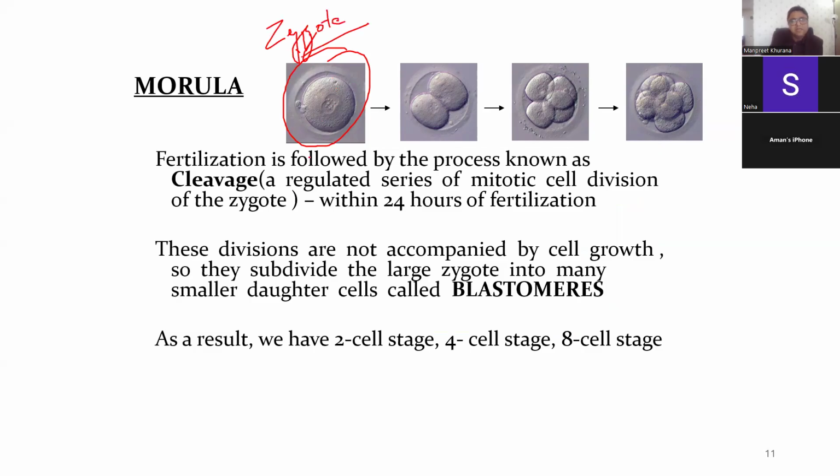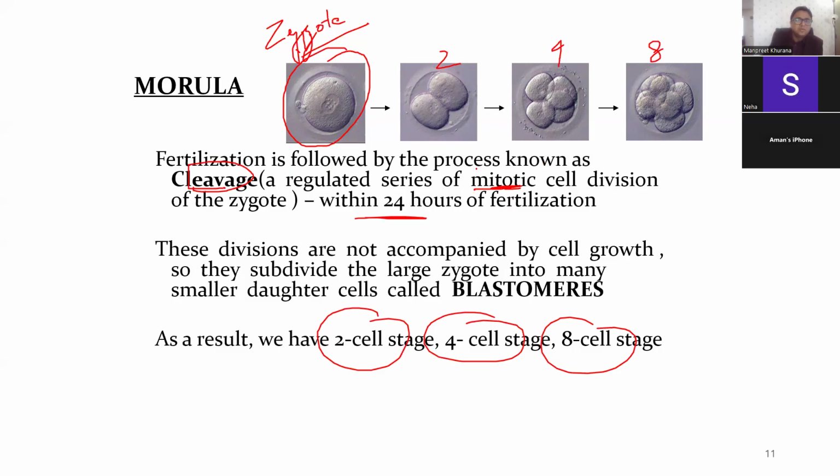Okay. Now, after this fertilization, what is happening is there is a process known as cleavage. Cleavage is a type of mitotic cell division. Okay. So within 24 hours of fertilization, these mitotic cell divisions occur, right? They start, right? So from one cell, it becomes two cell. From two cell, it becomes four cell. From four cell, it becomes eight cell. So it goes in these stages like two cell, four cell, eight cell, different stages. These divisions are not accompanied by cell growth. So if you see, the size of the cell is same. So they are just dividing within the same size of the cell. Okay. So they are not accompanied by cell growth.